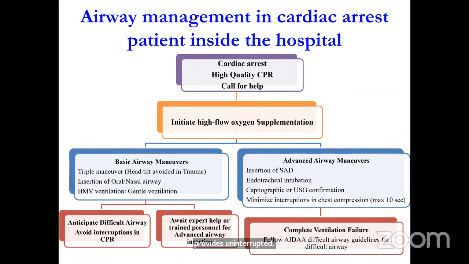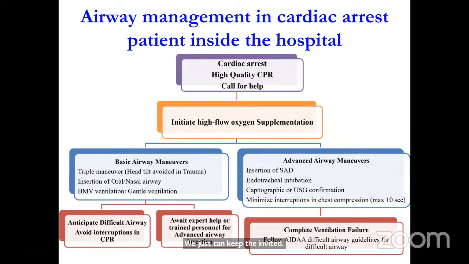There is something upcoming in these patients: once we keep the airway patent, continuous high flow oxygen supplementation is important. And this is what is upcoming. Even if we are not able to manage a definitive airway, if there are some issues with airway management, we should not be interrupting the chest compression too much. We can just keep the airway patent and give them high flow oxygen.